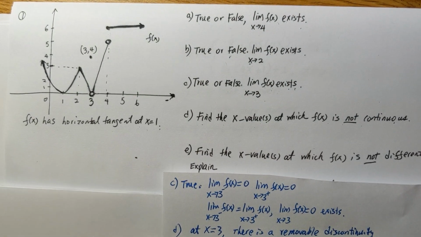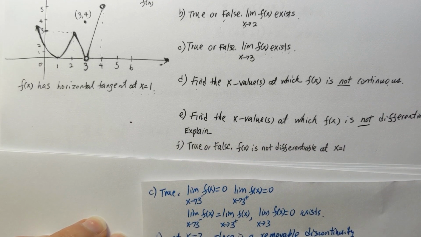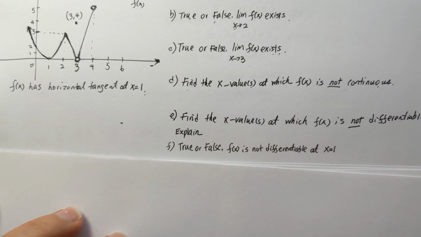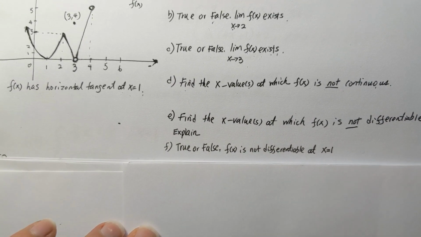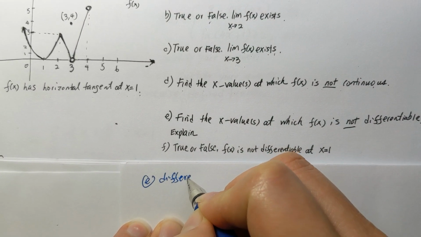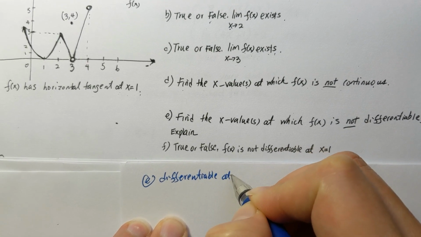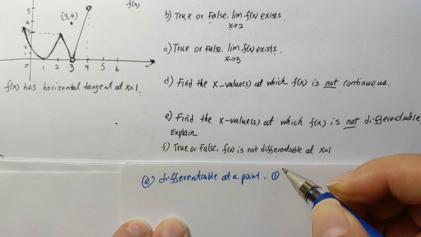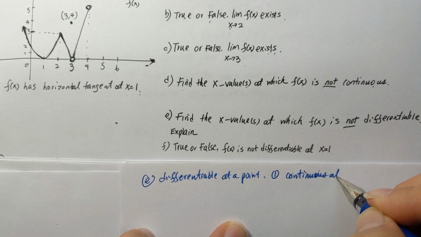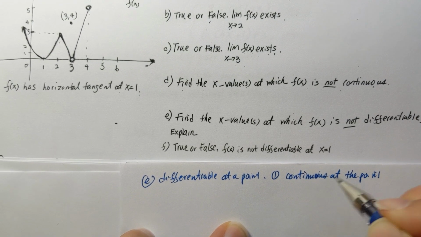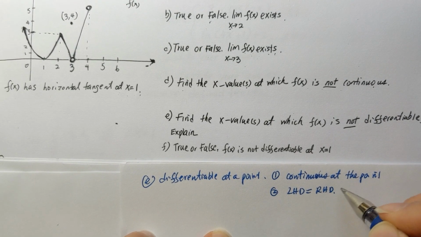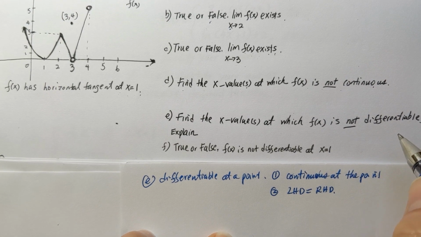Let's take a look at part E. Find the x value at which f of x is not differentiable. Not differentiable. So let's see what I mean by differentiable. Differentiable: first you have to be continuous at the point. And then the slope has to be equal. Only if these two are satisfied, then the function is differentiable.